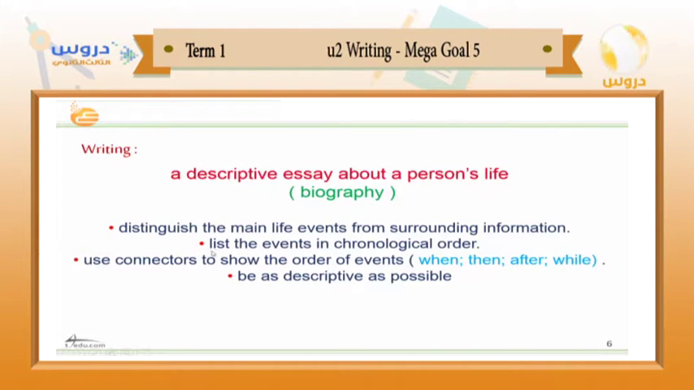The second thing is that you have to list the events in chronological order. Your events should be chronologically ordered. It means that you start, for example, from the childhood of this person, and then when he was a teenager, and then when he had a career, and then maybe when he got married or something like that. You have to be chronological: first, second, third, fourth.